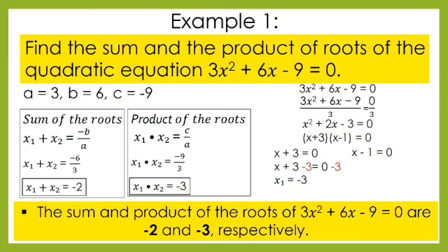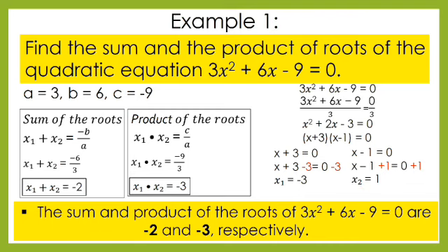Next is x minus 1. We equate it to 0. Applying the addition property of equality, we add 1 to both sides of the equation. And then simplify, we now have x equals 1. We name it as x sub 2 equals 1. This is our second root.